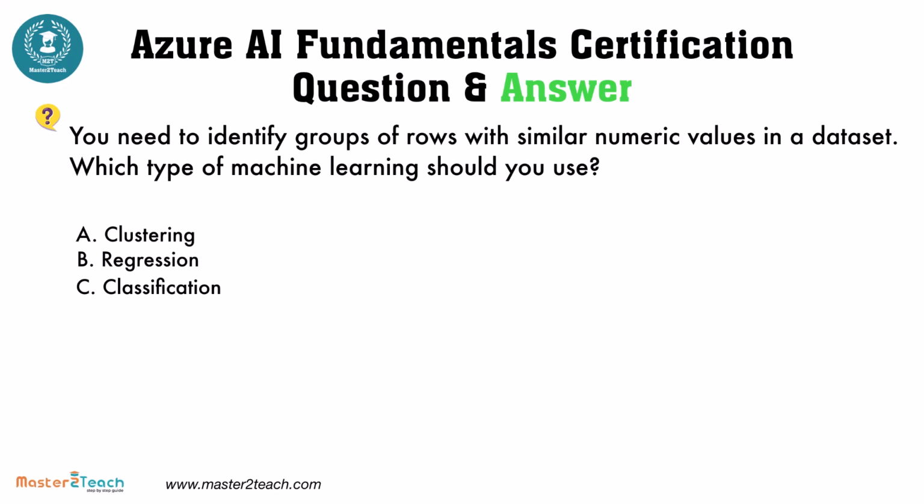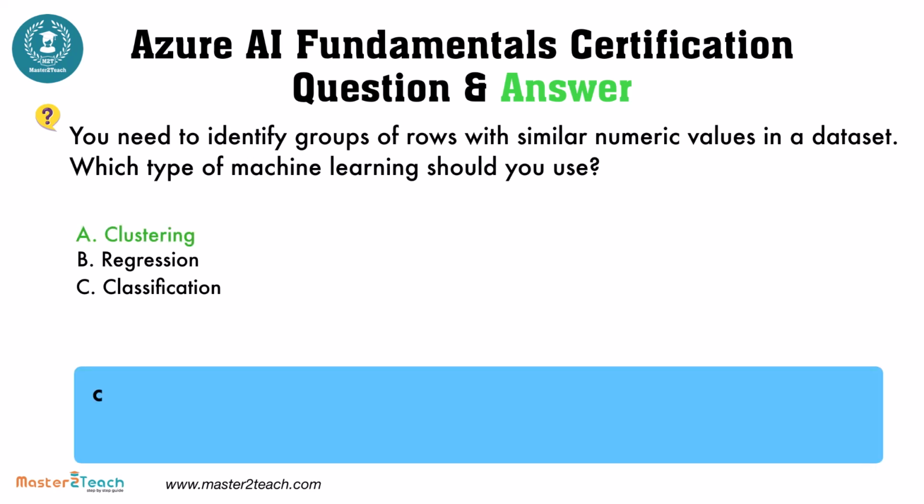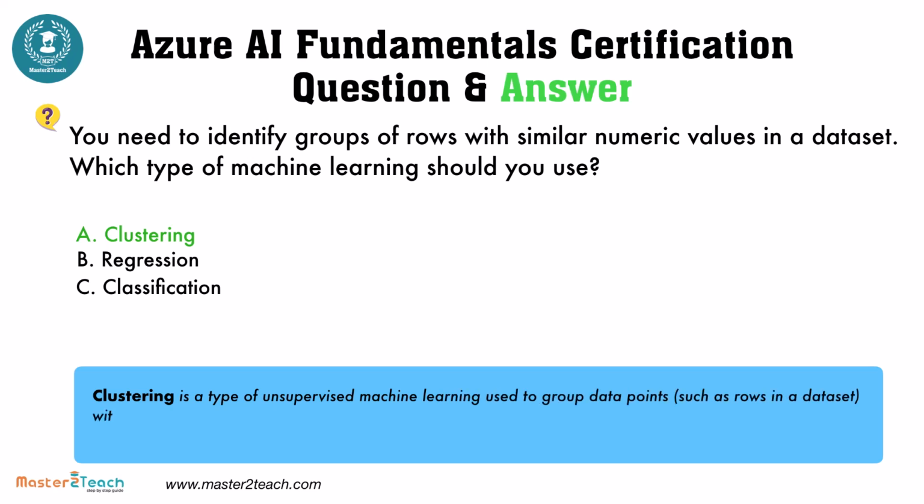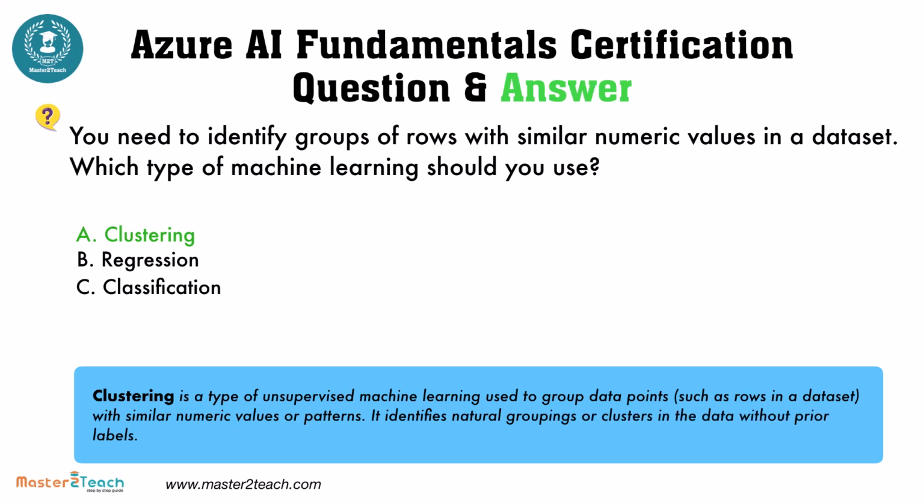The correct option is clustering. Clustering is a type of unsupervised machine learning used to group data points, such as rows in a dataset, with similar numeric values or patterns. It identifies natural groupings or clusters in the data without prior labels.